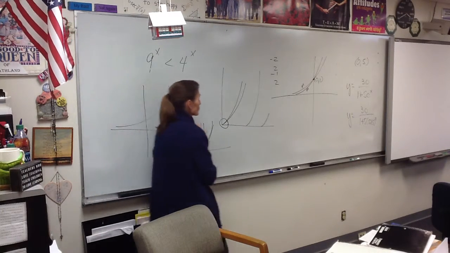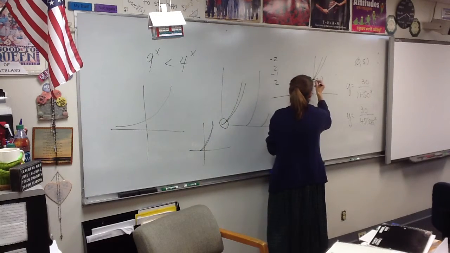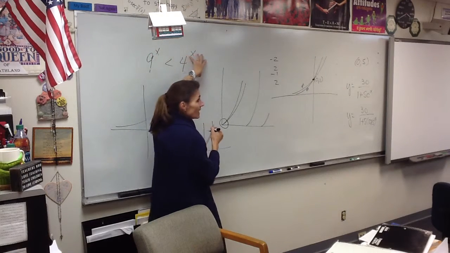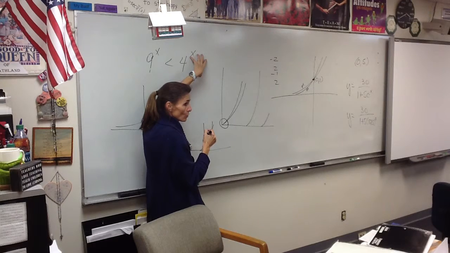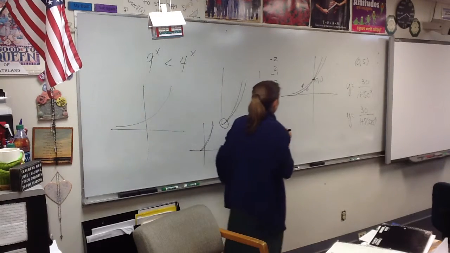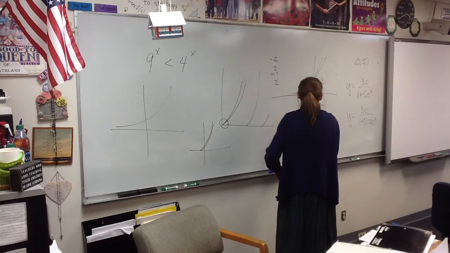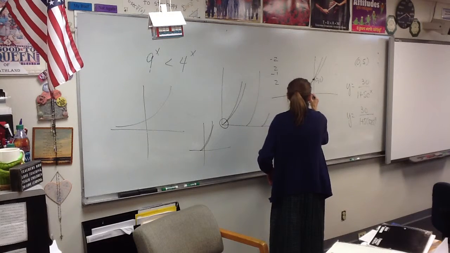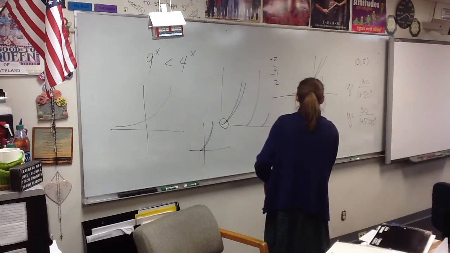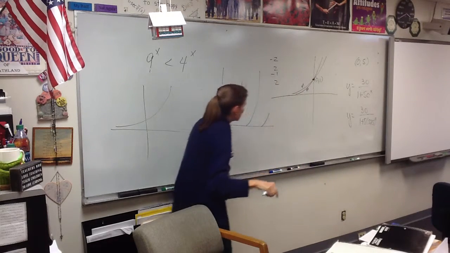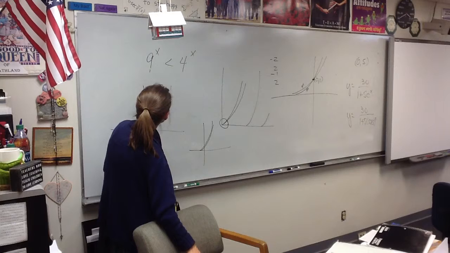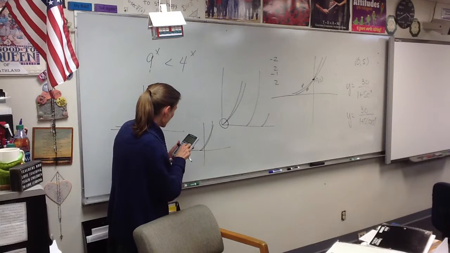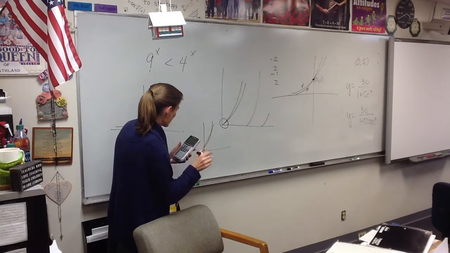So now how do we answer the question? We know they intersect here. We want to know where the 9 curve is less than the 4 curve. Okay? So the 9 is less than the 4, according to what I labeled, but I'm not sure I labeled right. I need to watch that graph again because I want to make sure.